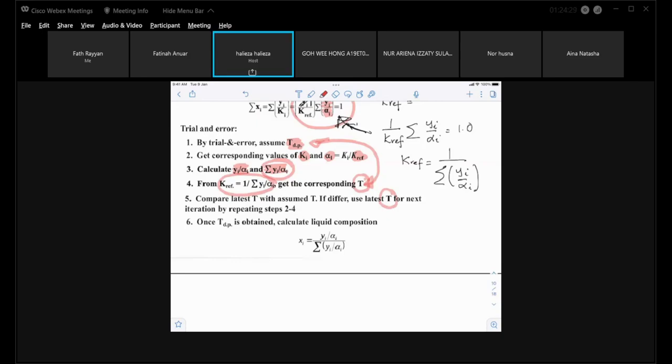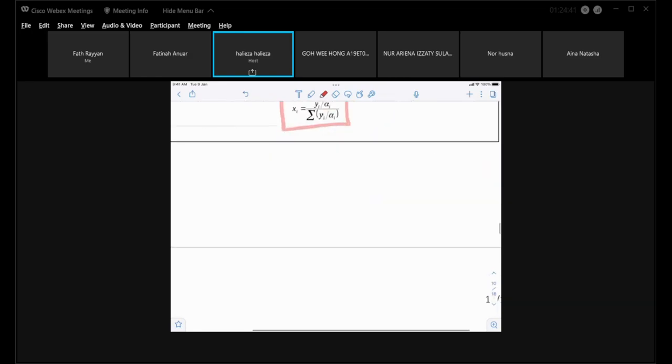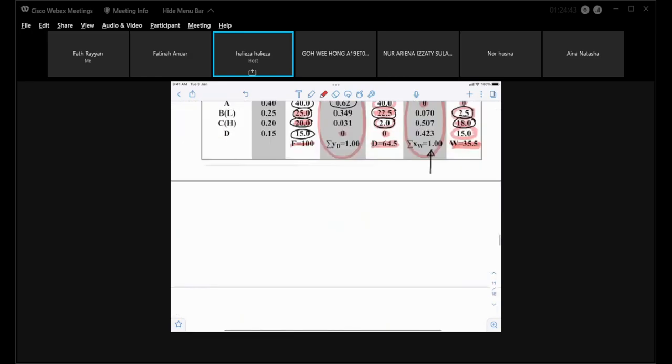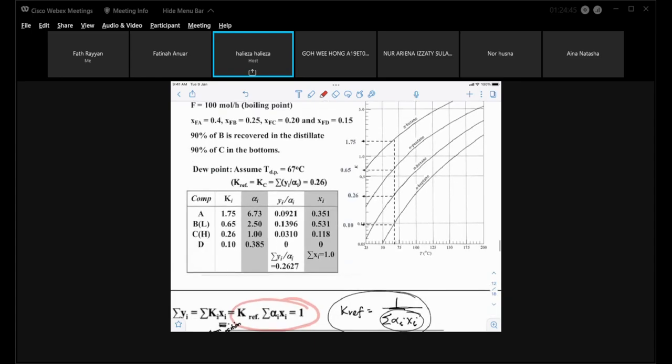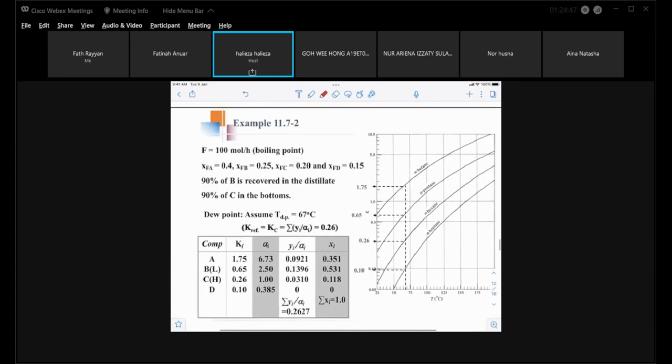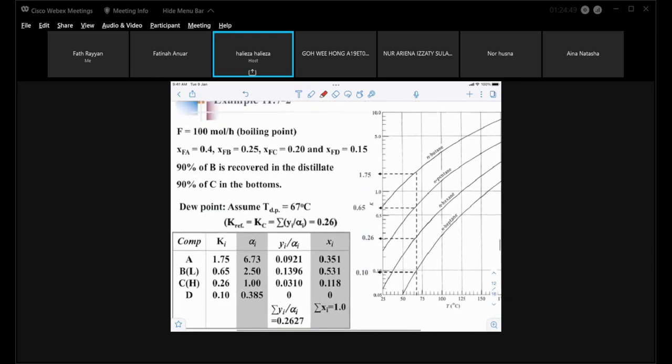And if you want to get the liquid composition that is in equilibrium with that vapor, that is the top vapor, then use this equation. Let's look at the example, example 1172, for the dew point. This is it. Assume this is the temperature, dew point.